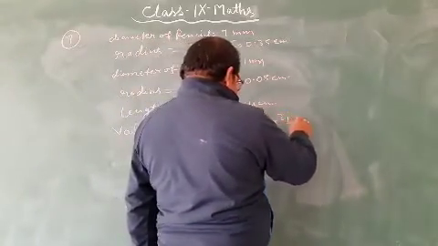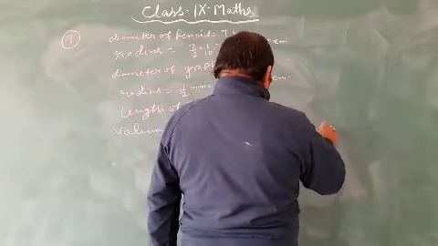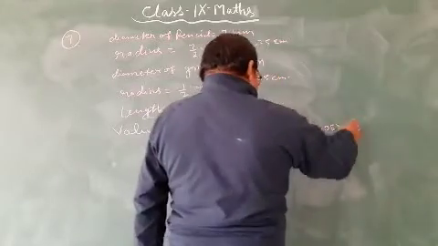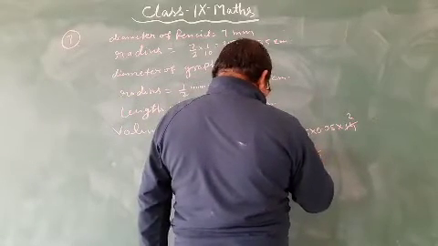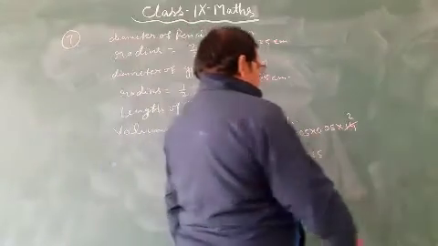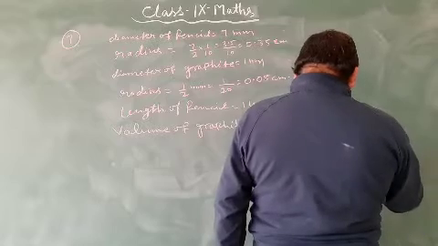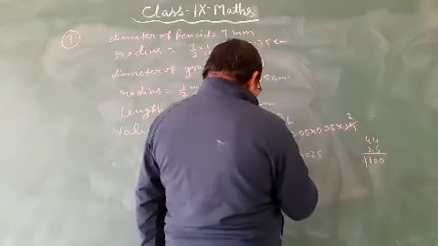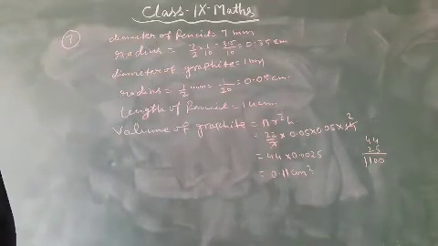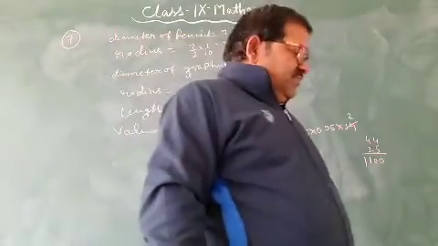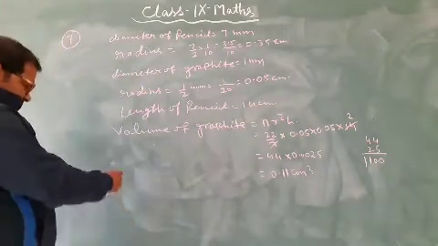is equal to pi r square h, 22 by 7 into 0.05 square into 40, which is 0.11 centimeter cube. 0.11 centimeter cube is the volume of graphite.